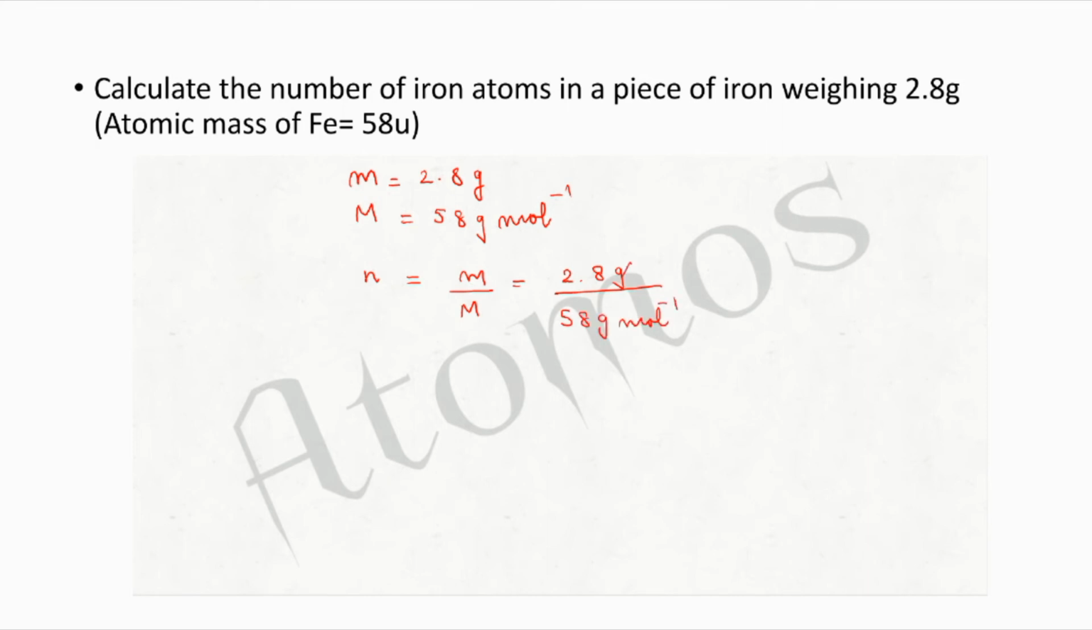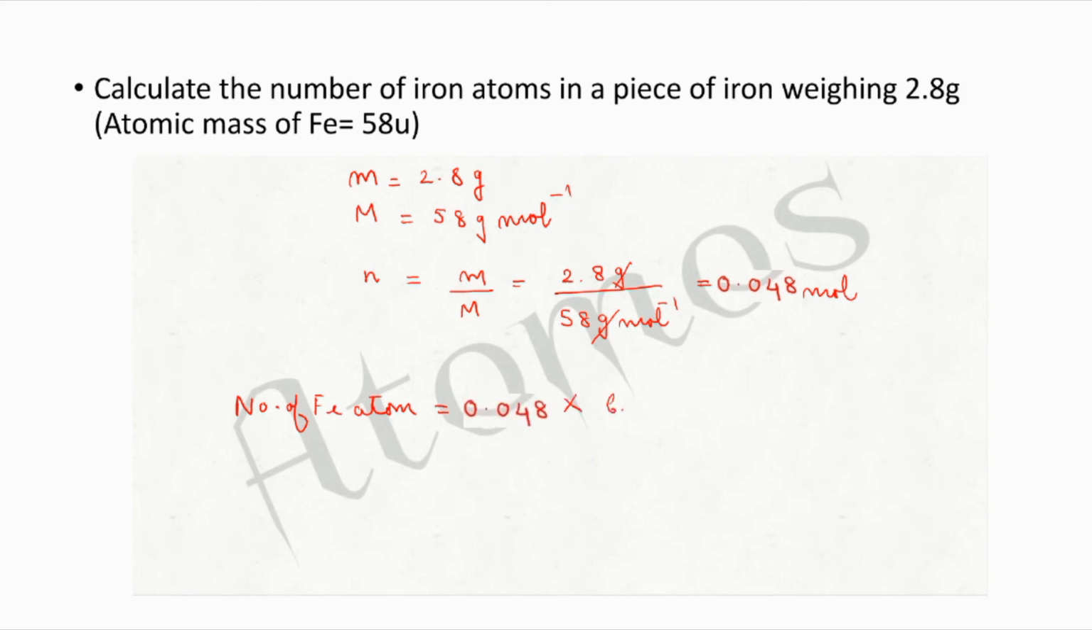Then gram will be cancelling, and if you calculate this, you will get 0.048 mole. But they are not asking the number of moles but the number of iron atoms. So how to calculate that? Write that number of iron atoms will be equal to number of moles into Avogadro number.